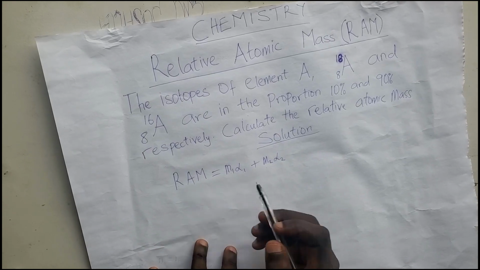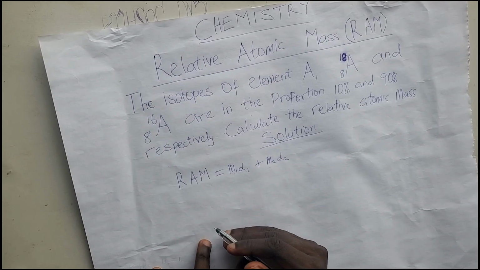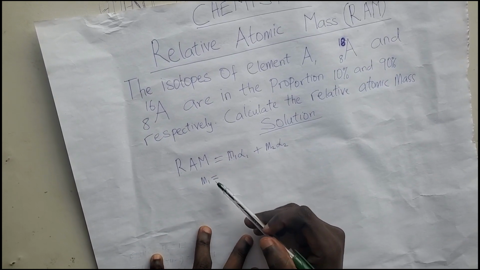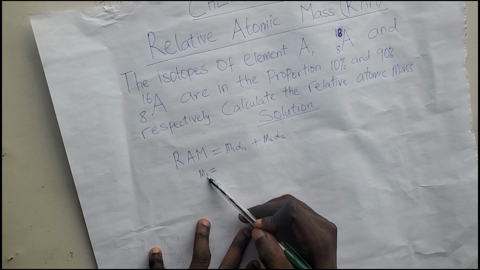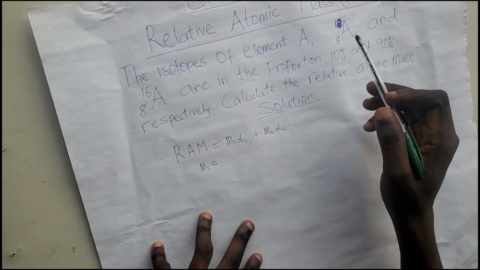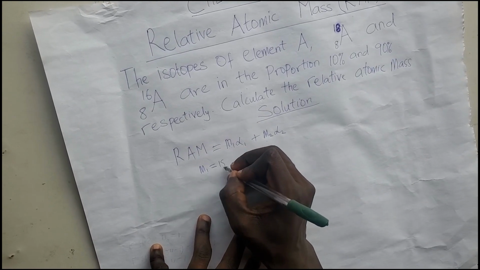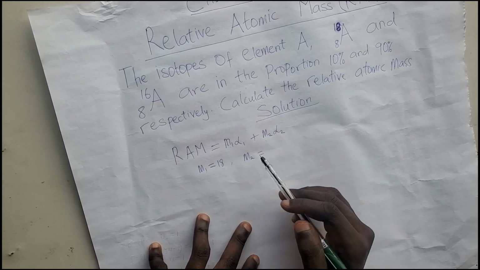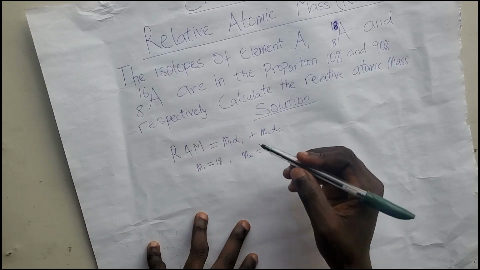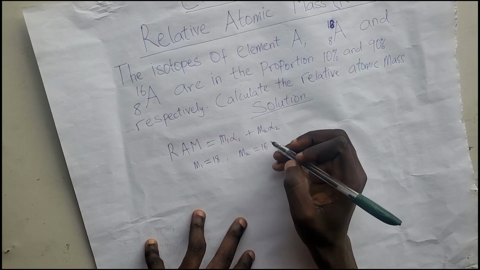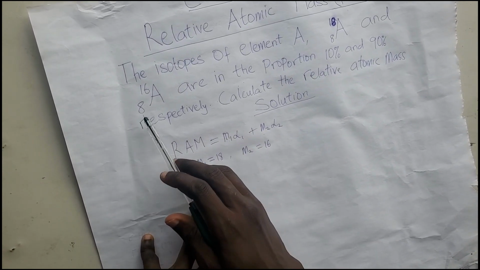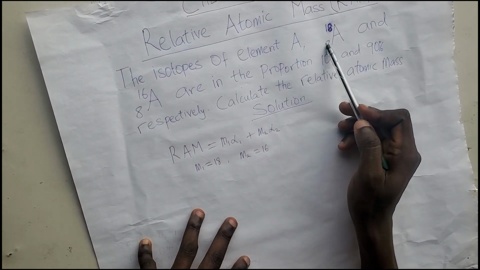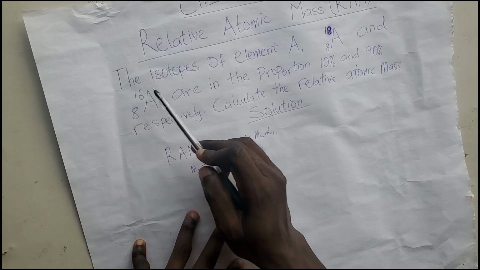So let's write out our parameters. We have m1 equals to what? The m1, as I've said, means mass of isotope 1, which is 18. M2 equals to what? Mass of isotope 2, which is 16. As I've said earlier, the one at the bottom simply means the atomic number, while the one at the top simply means the mass number.